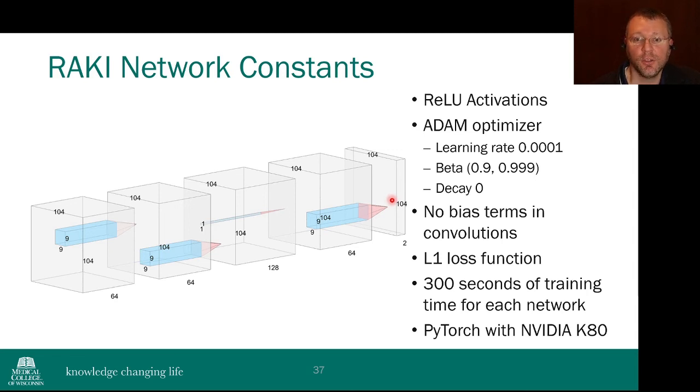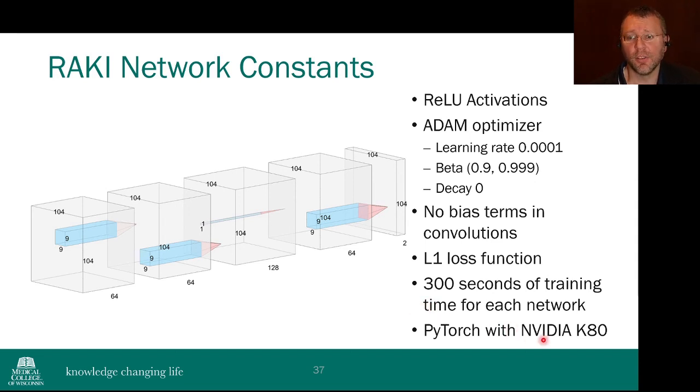To keep things on fair footing, we kept ourselves to 5 minutes of training for each network. You need to keep it short here because the idea is that with RAKI, again, you have to compute these convolutional neural networks for each and every patient. And that takes a lot of time. A lot of the main networks that are out there are trained for days. Here we're looking at training each of these for 5 minutes.